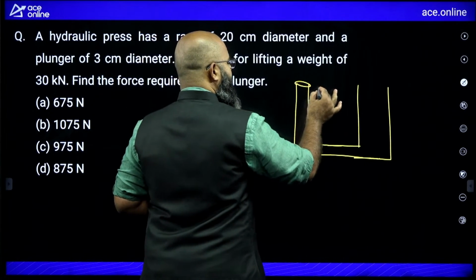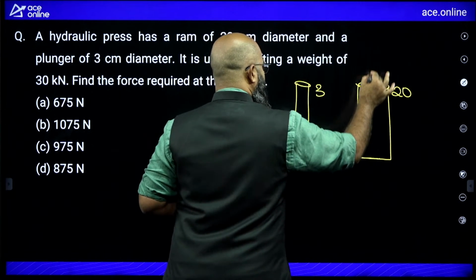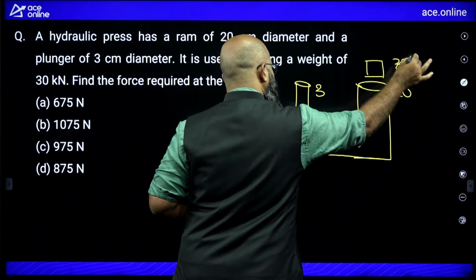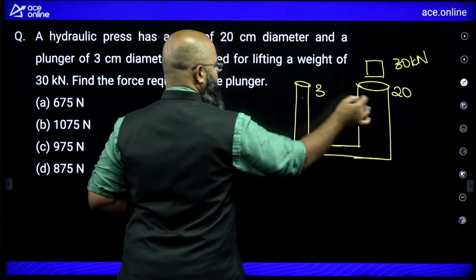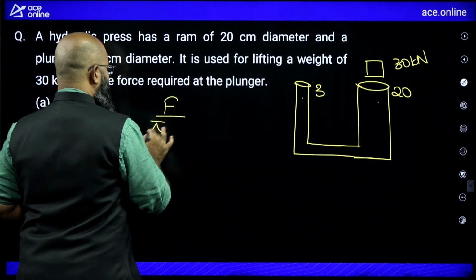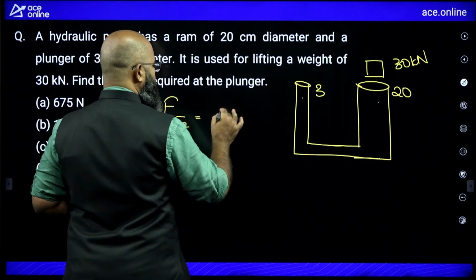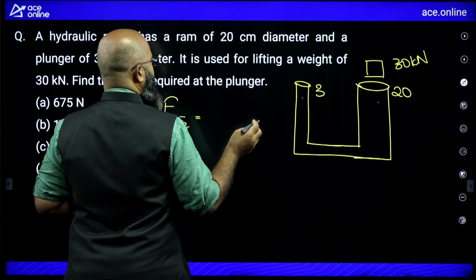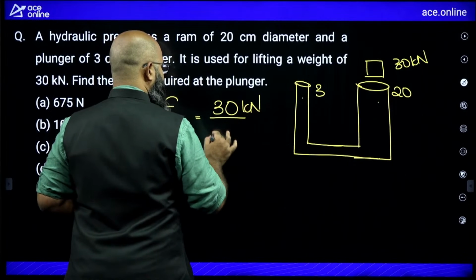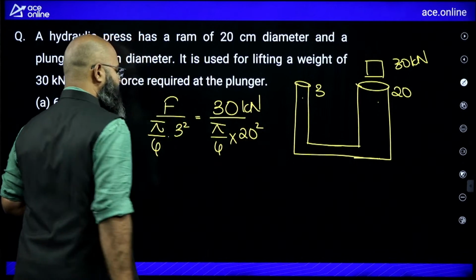Now this diameter is equal to 3, he is saying. This diameter is equal to 20 centimeter, he is saying. And you have to lift over here a load which is equal to how much? 30 kilonewton. So you can say the pressure here and here both will be same. So you can say force to be applied upon pi by 4 into d square, 3 square, must be equal to force on the plunger side, which is equal to how much? 30 kilonewton divided by pi by 4 multiplied to 20 square. This would be the answer.